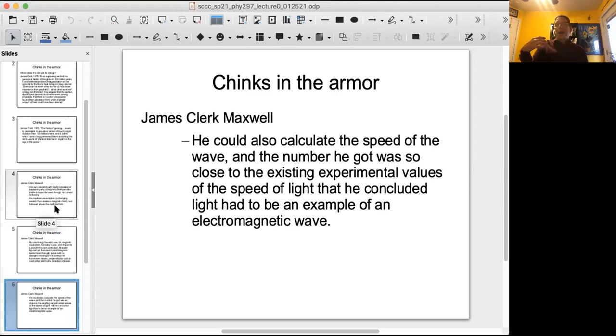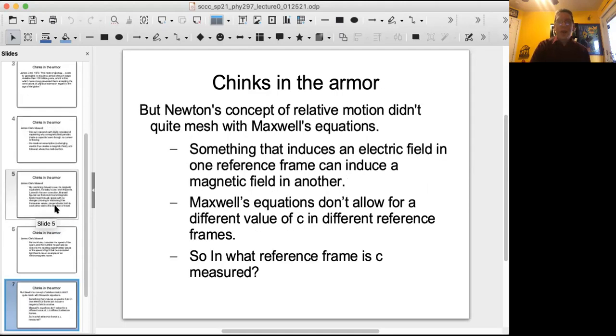So he made a basic assumption that corrected an inconsistency. He followed where the mathematics led him, and he wound up coming up with a very profound conclusion. However, even though it explained a lot, it didn't completely mesh with Newtonian mechanics.